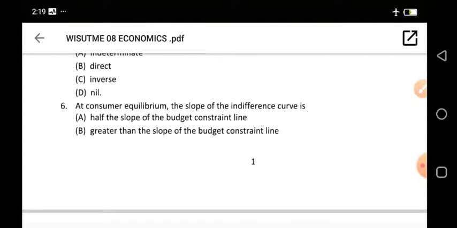It said a consumer's equilibrium. At consumer equilibrium, the slope of the indifference curve is. When we talk about an indifference curve, it is the locus of points, particularly when you are combining bundles of goods together.